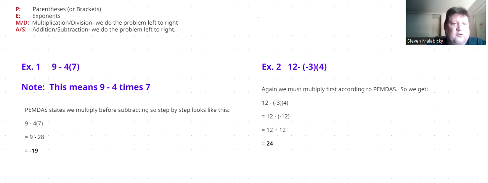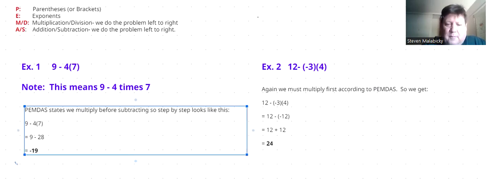I also showed you what you can do is, 9, you change the minus to a plus sign, and then you write negative 28. And here you can see we really are adding two numbers. One's positive, one's negative, which means we subtract them, and the bigger number is negative, so it's negative 19.